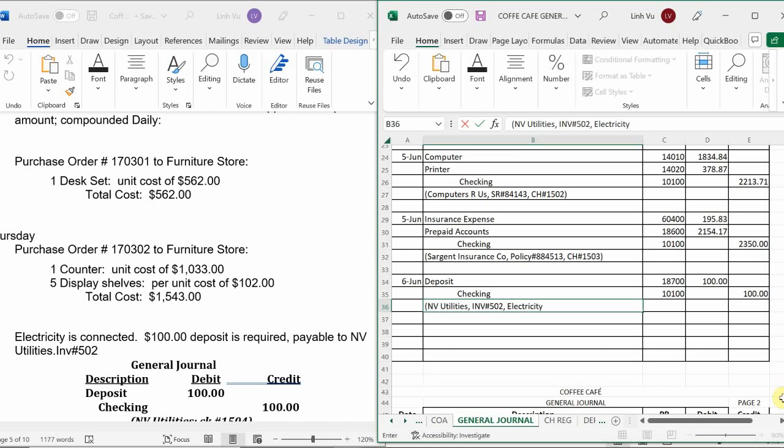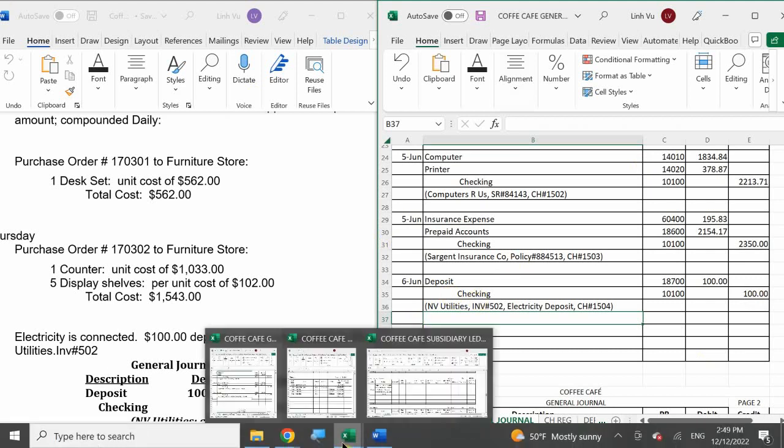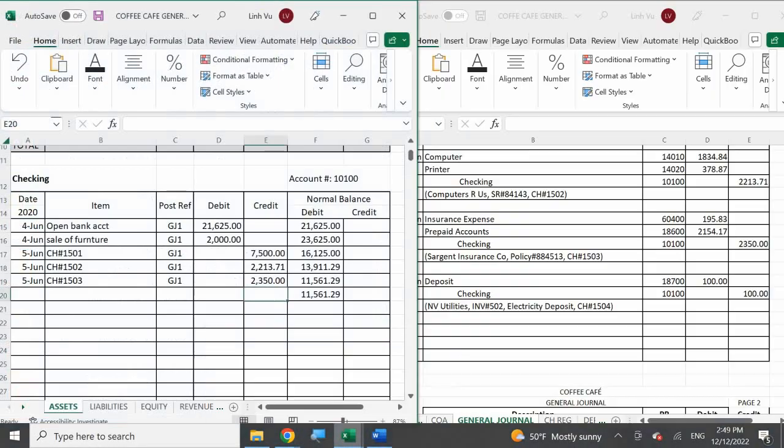Electricity deposit, okay? Which I wrote check number 1504 for, for $100. So now I have the journal done. So now I'm going to go ahead and plug it into my ledger.